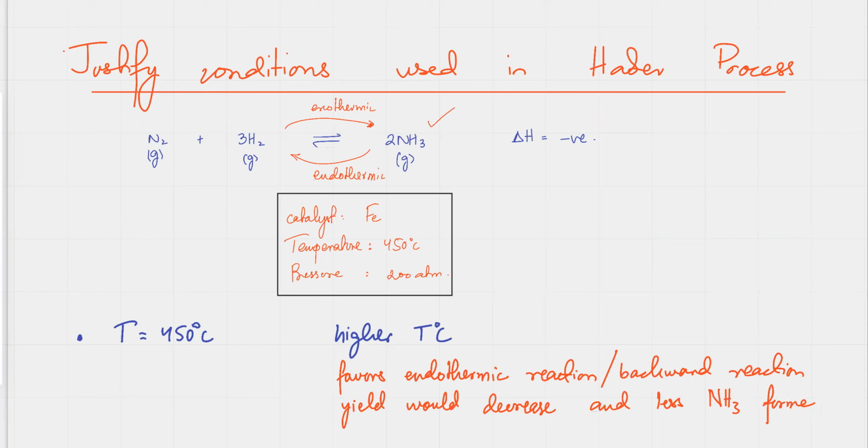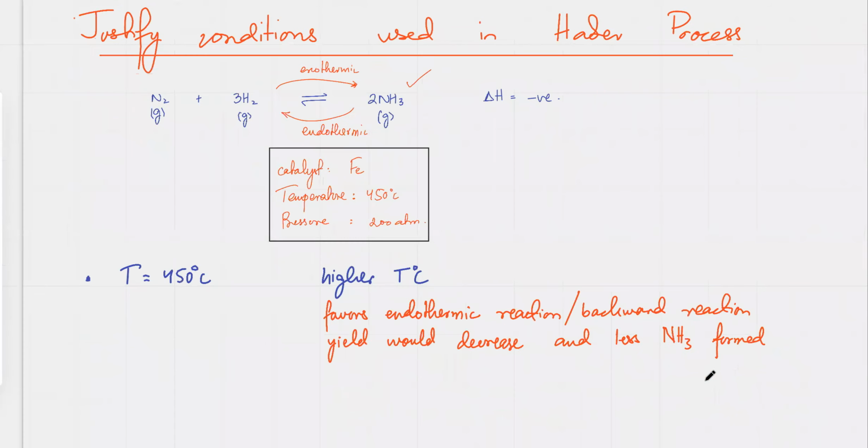Okay, so remember we did this in Le Chatelier's principle in equilibrium, that higher temperature always favors the endothermic reaction. So this is why we're not increasing the temperature greater than 450, because if you increase the temperature, the backward reaction would be favored and the yield would decrease and less ammonia would be formed. So is this clear?